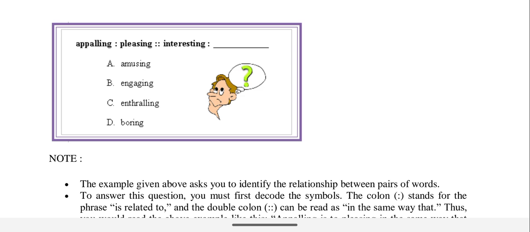So amusing, engaging, enthralling, and boring. The first three are synonyms related to interesting. But the fourth one, boring, is the antonym of interesting. Therefore, the correct answer is D.